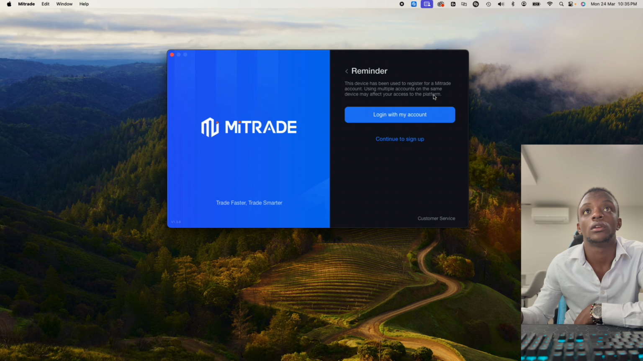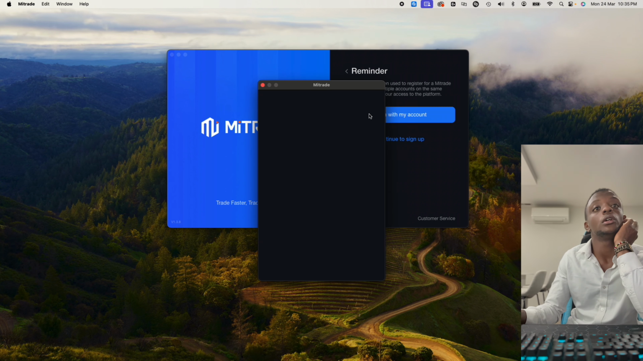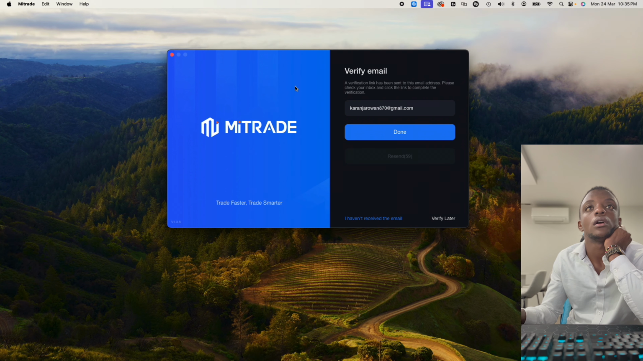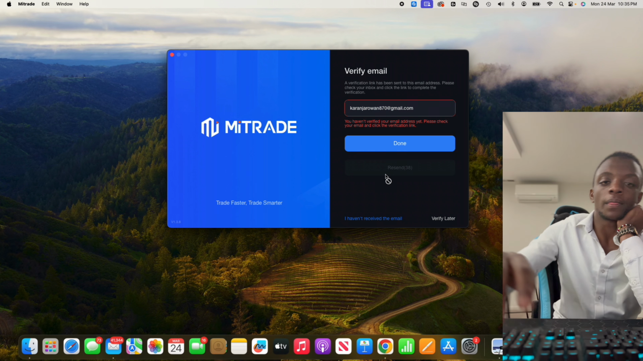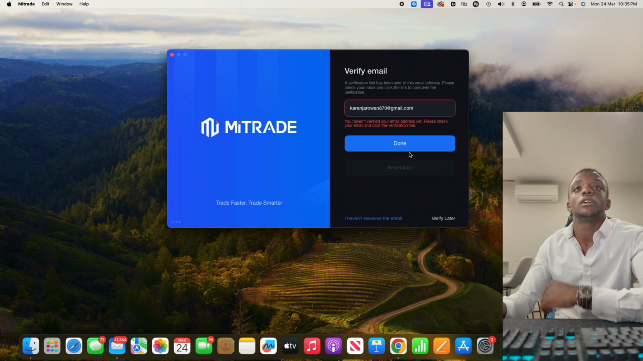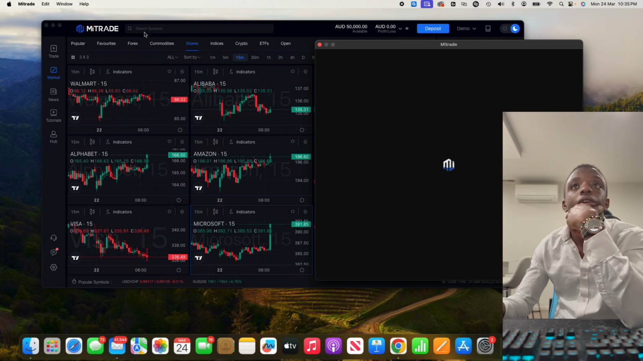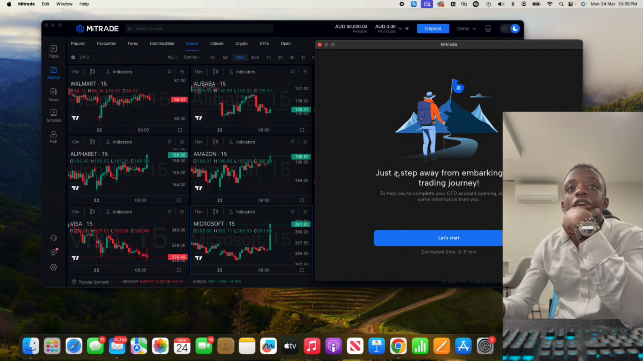Using multiple accounts on the same device may have an effect. I'll just press continue to sign up, so I can guide you through the whole process. Alright, now I just have to verify the email. Once your email has been verified, click done. Then it'll put you into a random account. You're just a step away from embarking on your journey. Let's get started.